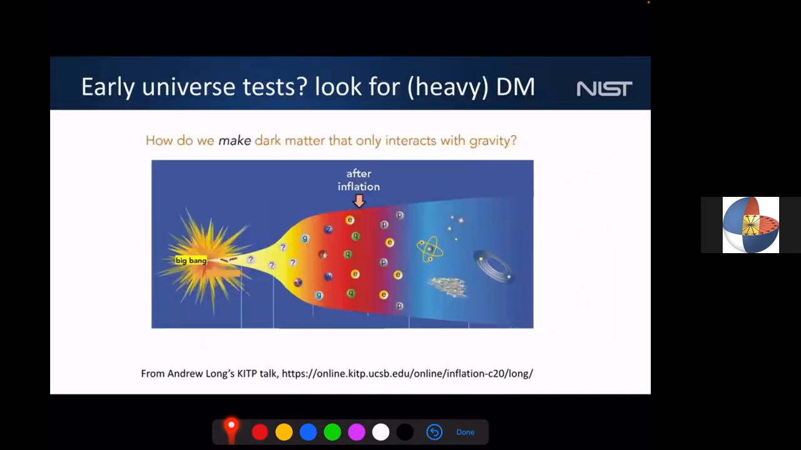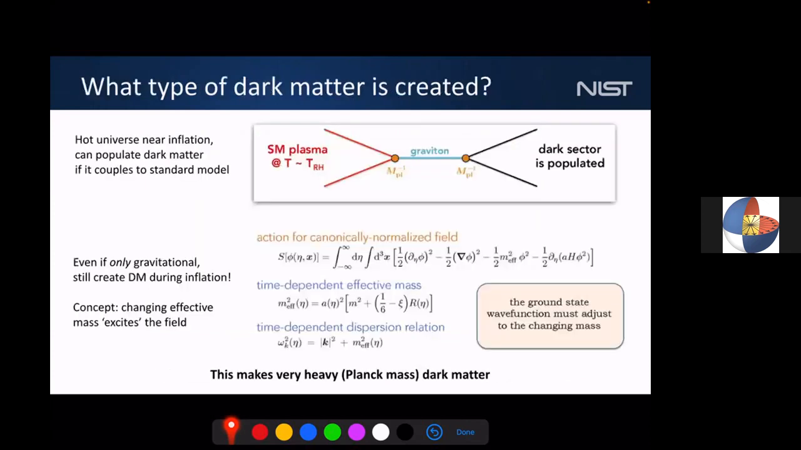Now, I do not have that much more time left, but I want to talk about the third sort of test for quantum gravity here on Earth. And that is actually connecting some of the theoretical knowledge we have of what happened in the early universe with searches for dark matter. In particular, you could ask, can we make dark matter that only interacts with gravity? There's a beautiful talk by Andrew Long at KITP from last year, which I encourage you to take a look at. Some of this material, this slide and the next in particular, were drawn really from his work.